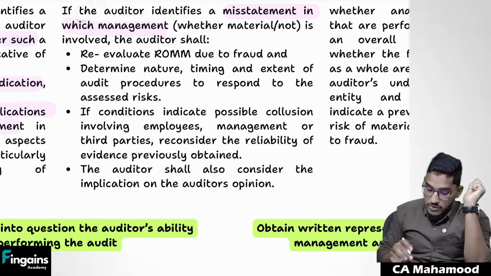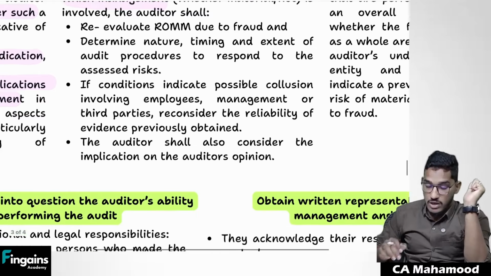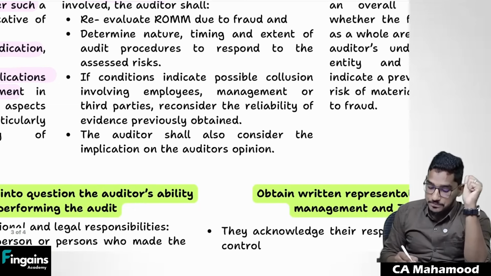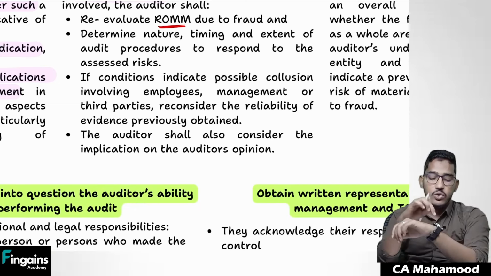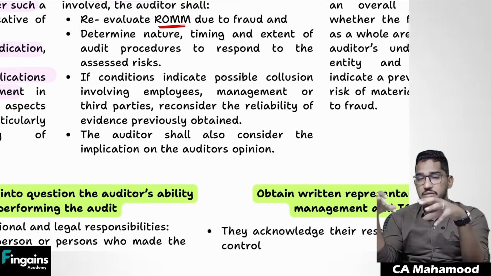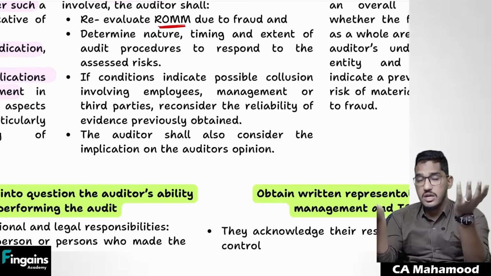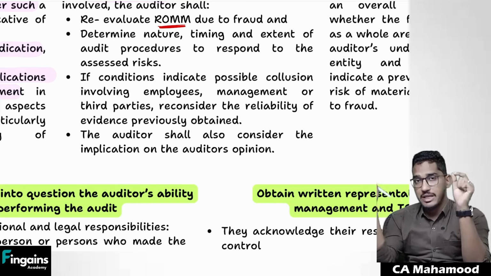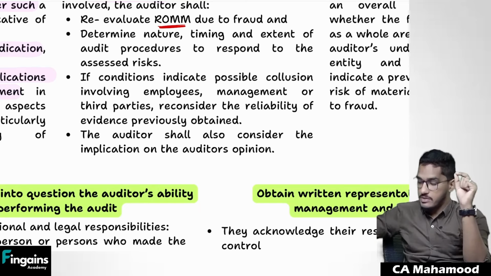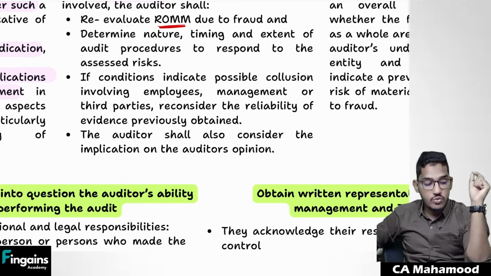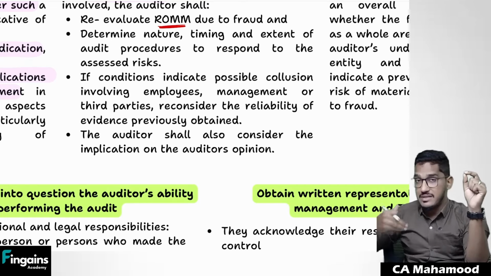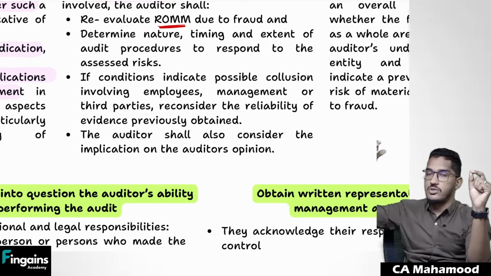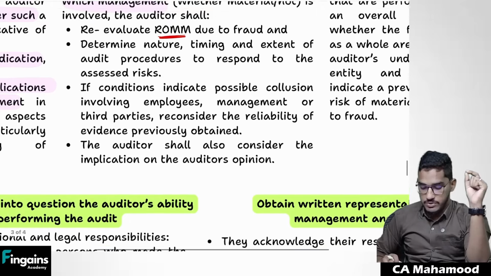Why, sir? Because since top level management is involved, you need to reevaluate the risk of material misstatement. Initially, you didn't know that management was doing these kinds of activities. You thought management was honest and you assessed the risk of material misstatement as low. You might have performed fewer audit procedures. But now you got to know the true nature of the management. So what should you do? You should perform more audit procedures. You should reassess the risk of material misstatement and increase the nature, timing, and extent of further audit procedures.